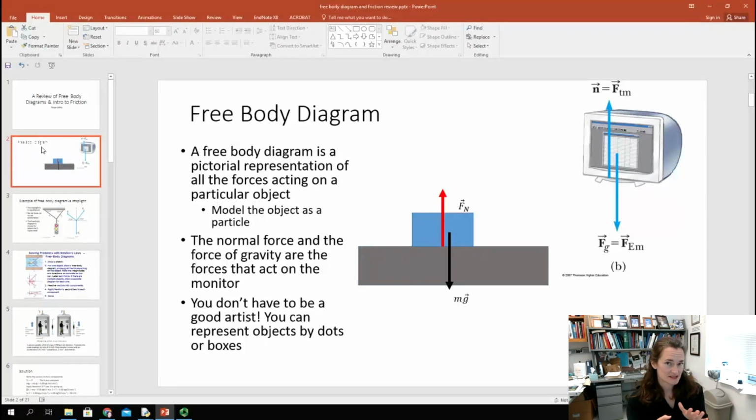Now, I'd like to emphasize that you don't have to be a good artist here. I am a terrible artist. You can represent any object that you like as a box or a dot or a circle. It doesn't matter, just so long as you get the forces right when you draw them on the paper.